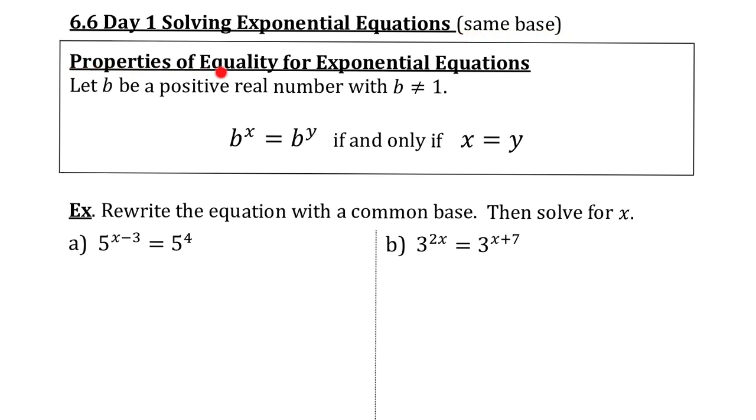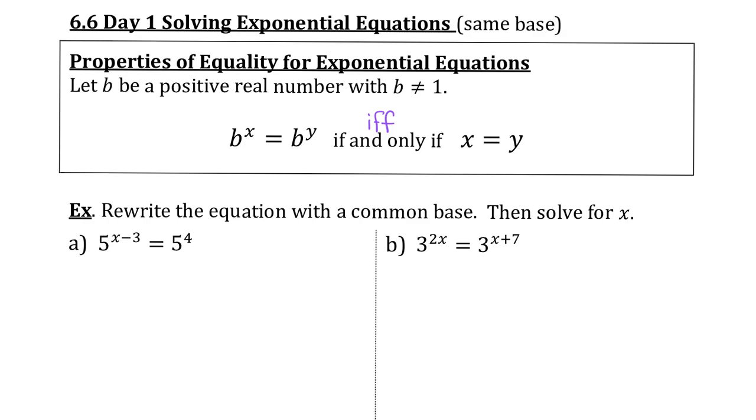So the property of equality for exponential equations: let b be a real number with b not equal to 1. Here's the fact, and it's going to make common sense to you. It says b to the x equals b to the y if and only if x equals y. So they're saying if this equals this and they have the same base, then they must have the same exponents. I'm going to tell you a fun abbreviation. If and only if means it's definitely true, and the abbreviation is IFF.